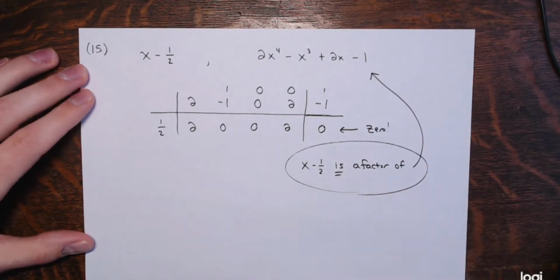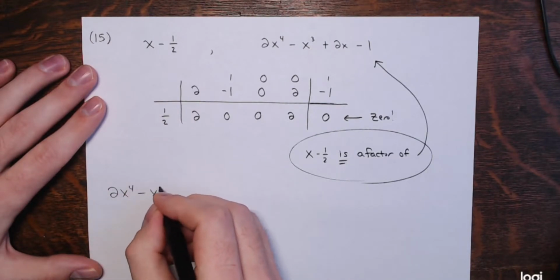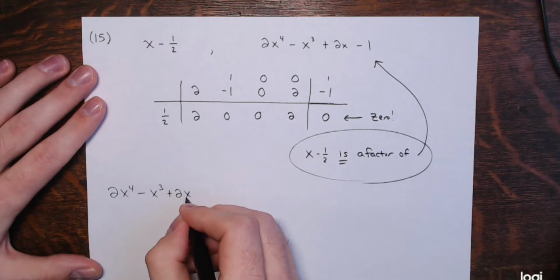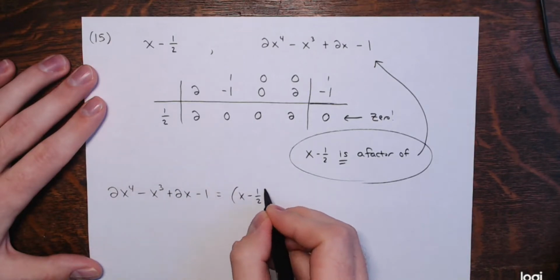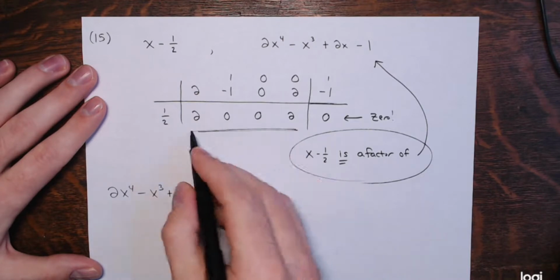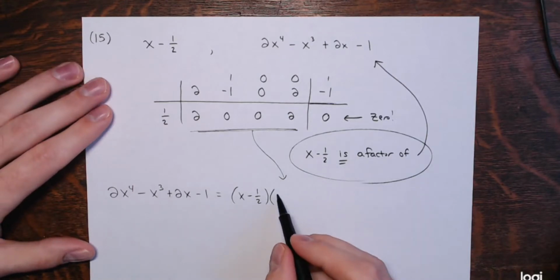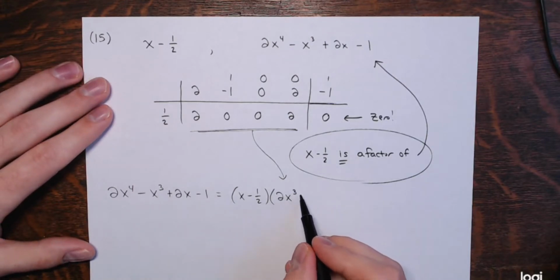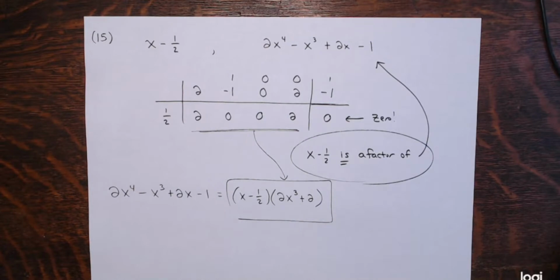And the way you would factor it is this, 2x to the 4th minus x cubed plus 2x minus 1 is equal to x minus 1/2 times, and then the coefficients here would be the quotient, and that'd be a degree 3. 2x cubed plus 2. Yeah, we saw something similar earlier with 2x cubed minus 2, I think, but there you go. That's how you factor that degree 4 polynomial. And once again, you can check by multiplying. Multiply these out and see if you get that back, and you should.